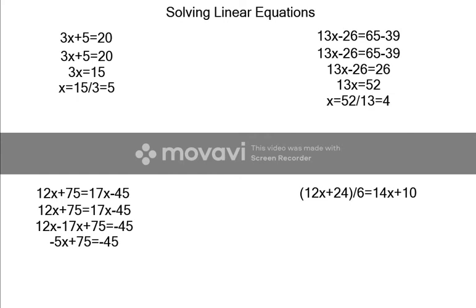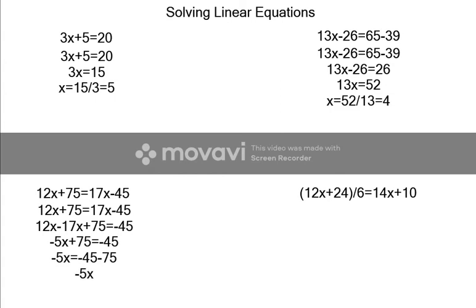So now we've gotten it into how we solved the first two questions. We have one single variable plus a constant equals another constant. So now what do we do? We move the constant to the other side. So we have negative 5x plus 75. Let's subtract the 75 from the left and the right. Then we would have negative 5x equals negative 45 minus 75.